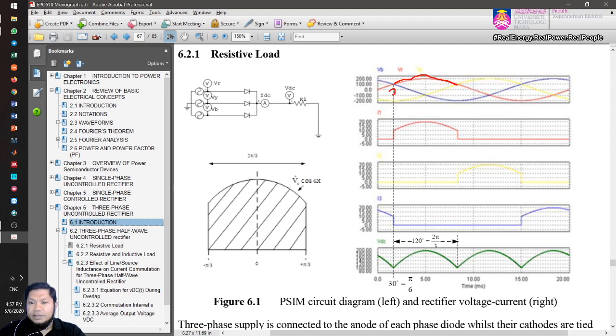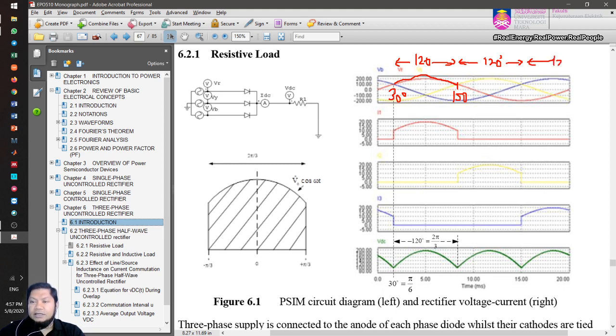So you have 30 degrees here, and this is actually 120 degrees. So each diode will conduct for 120 degrees, and then this point will be 150 degrees. Then the diode yellow will turn on. So here diode yellow will turn on for another 120 degrees until this point. Then you have blue again, to continue until the next cycle.